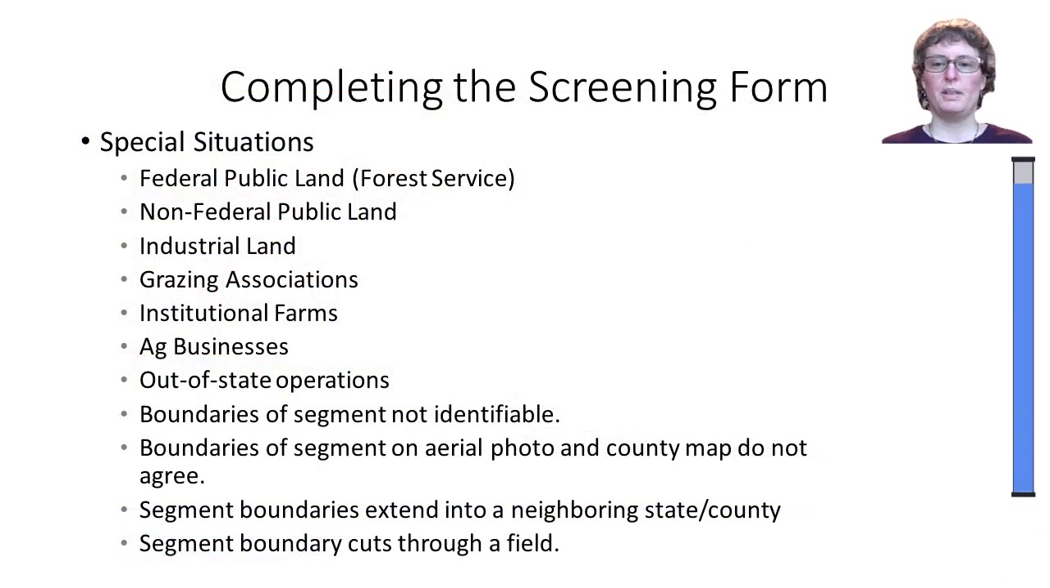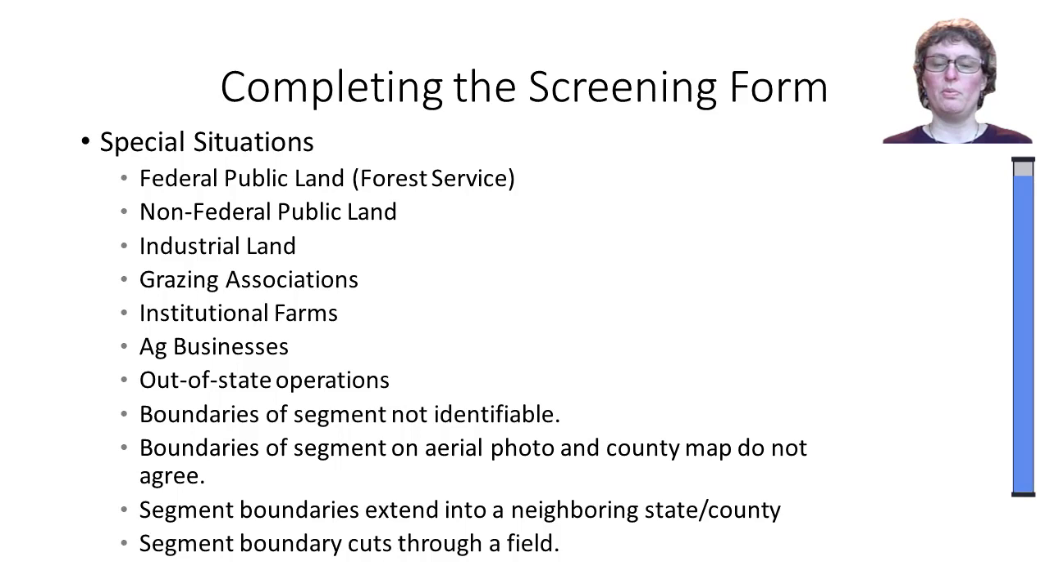Since these are new segments, they have not been visited or enumerated before, and you may come across some unique situations. Consult your interviewer's manual if you are not sure how to handle federal or non-federal public land, industrial land, institutional farms, ag businesses, or multi-state operations.